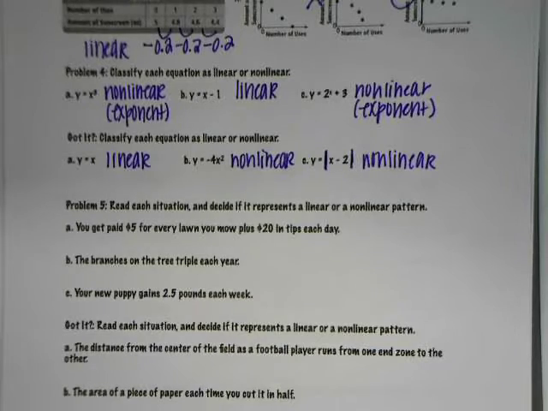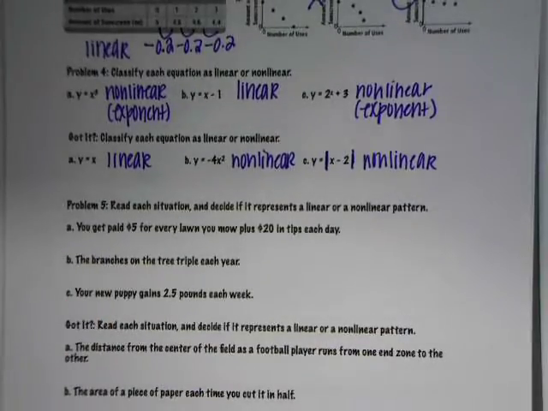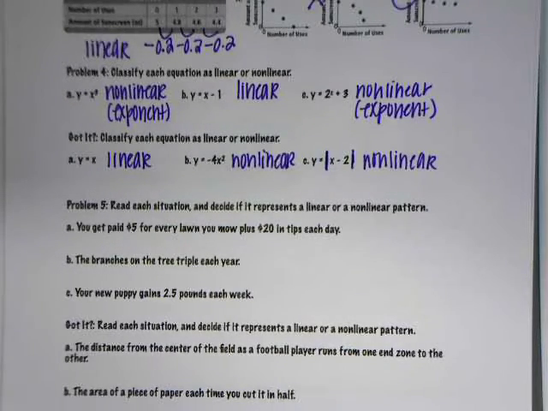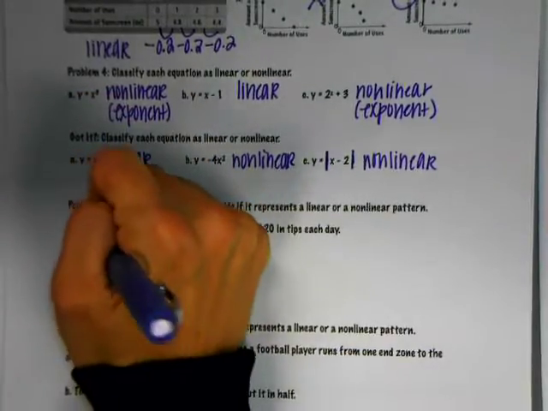All right, so for situations now, we're looking at what happens as you move through whatever the x's are. If it's days, every day, as you move along, is it adding and subtracting, or is it multiplying and dividing? So for the first one, you get paid $5 for every lawn you mow plus $20 in tips each day. So every lawn, what am I doing? You're getting $5. So what operation is that? You're adding $5 for every lawn, right?